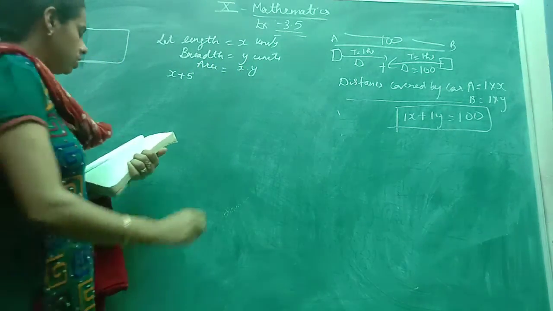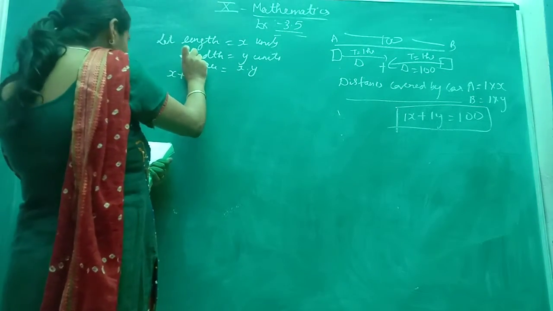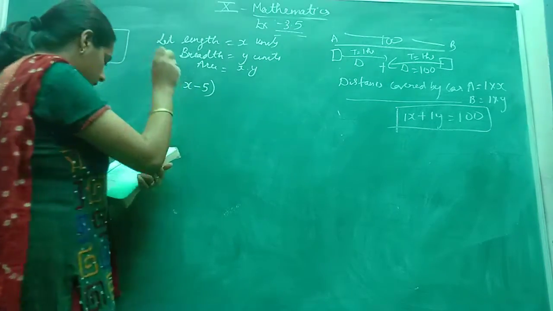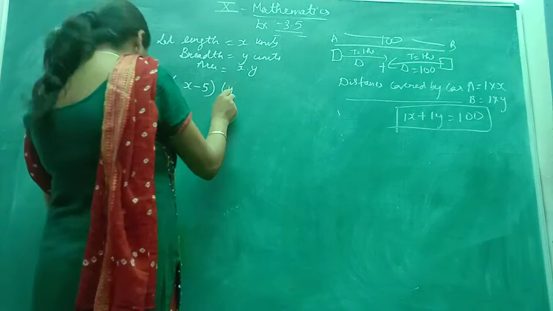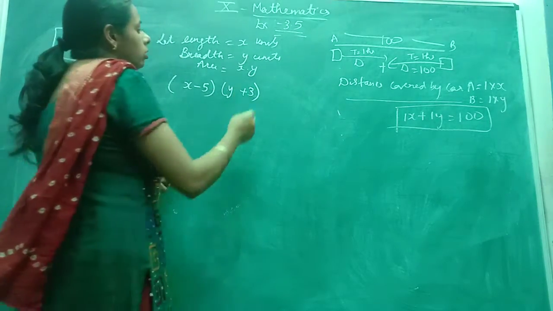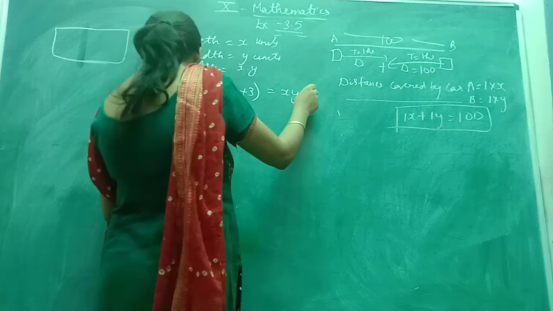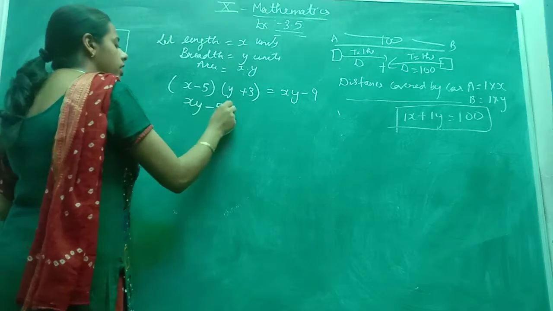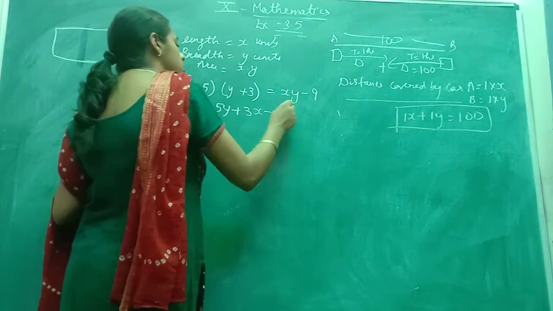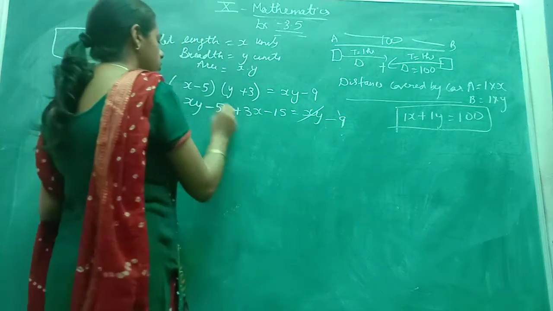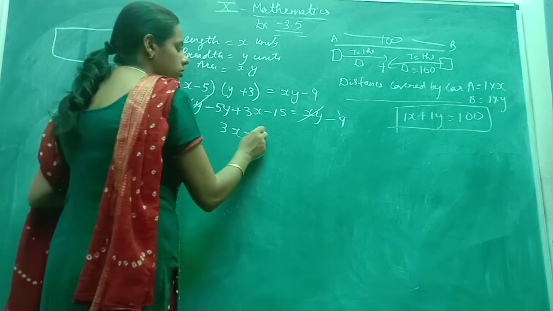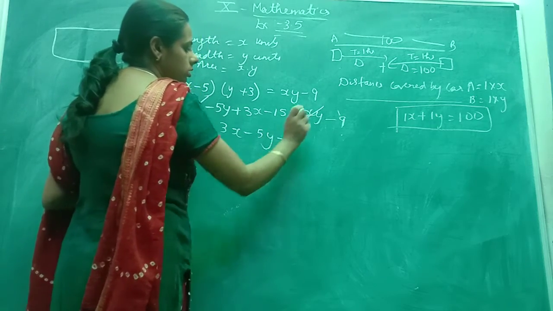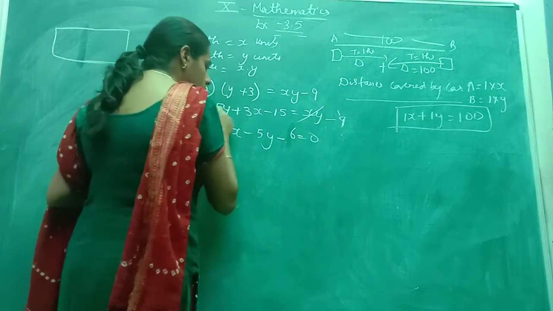When the length is reduced by 5, that is x minus 5, and the breadth is increased by 3, the total area is reduced by 9. So solve it: xy minus 5y plus 3x minus 15 is equal to xy minus 9. xy cancels with xy, and you have 3x minus 5y minus 15 plus 9, which is minus 6, equal to 0. So this is your first equation.